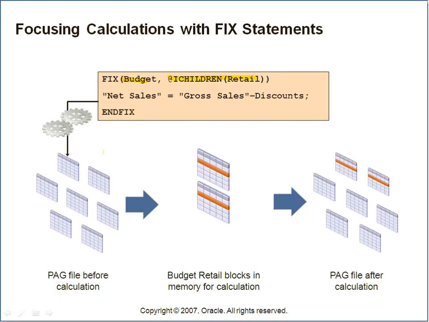So what is it going to do? It is going to pick up all the blocks which have the budget and the @ichildren of retail members. So let's say retail has got only one member, so it will pick up retail and the child of retail. So when I run this, it is only going to pick up the relevant blocks, calculate the net sales for those relevant blocks, and in my page files, only the blocks which were selected are calculated. So this is how we will focus the calculation using the fix statement.